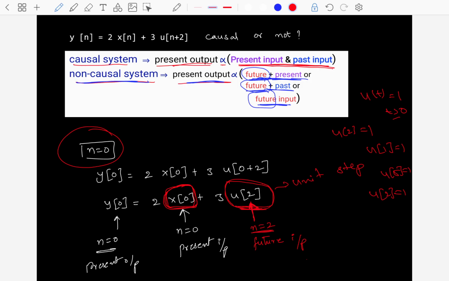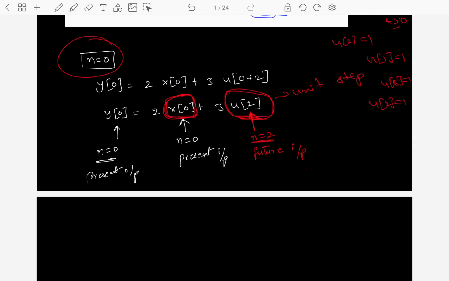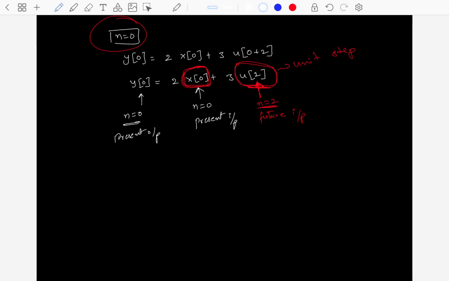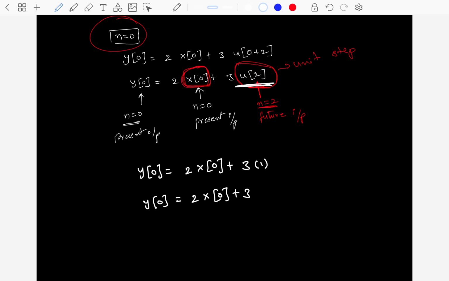So we can rewrite this as y of 0 is equal to 2 into x of 0 plus 3 into u of 2. U of 2 is equal to 2, sorry, u of 2 is equal to 1. That is, y of 0 is equal to 2 into x of 0 plus 3. This is a constant.